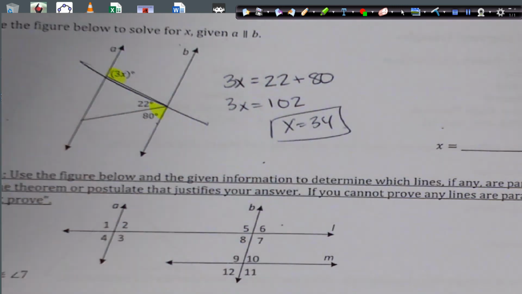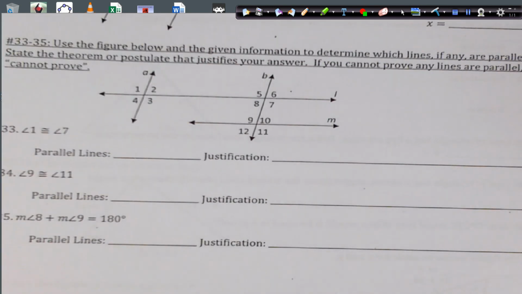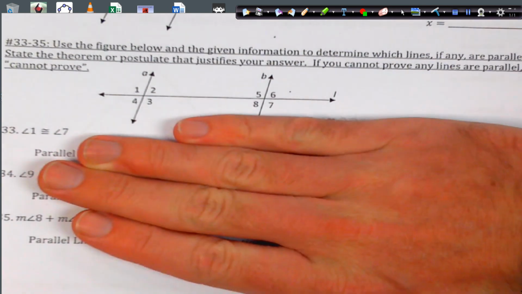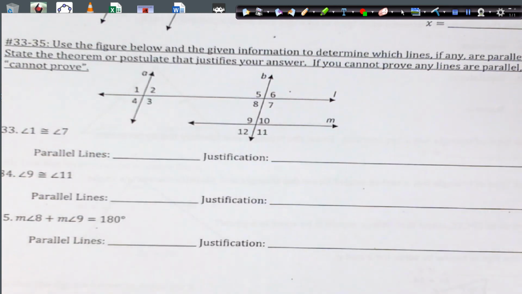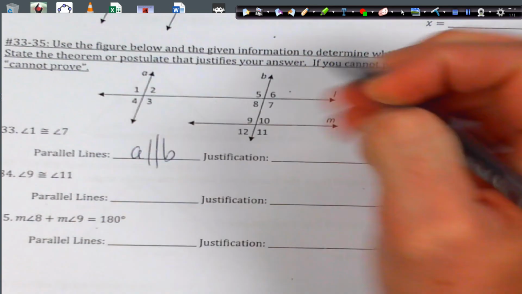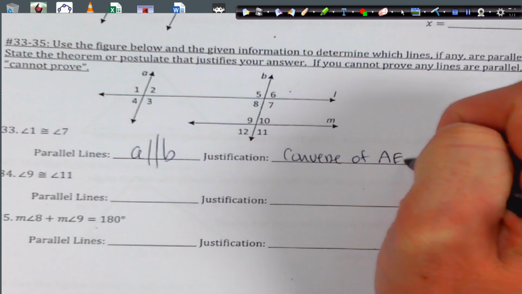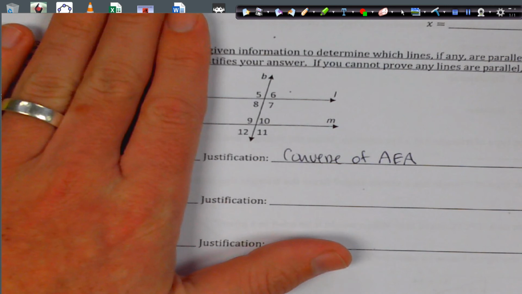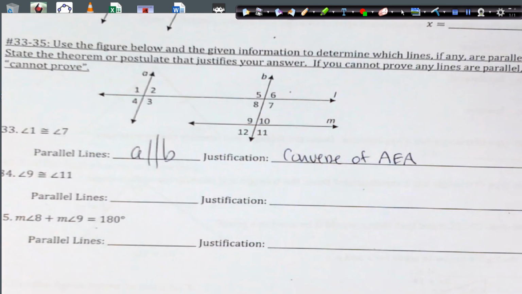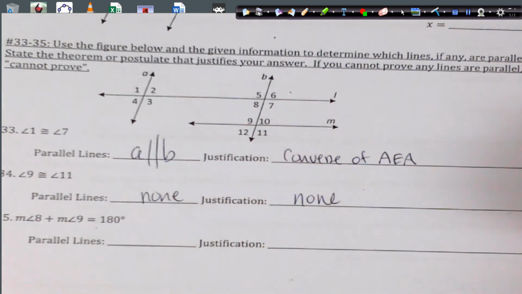Okay. All right, our next one here is using our theorems to justify if we have parallel lines or not. So I like to look at 1 and 7, so I'm going to cover this part up and say, okay, 1 and 7 are alternate exterior angles. If they're congruent, that would mean that lines A and B would be parallel by the converse of alternate exterior angles. 9 and 11 are congruent, so if I covered this up, 9 and 11 are just vertical angles, so that doesn't prove anything. So I'd say justification, none, because it doesn't prove anything.